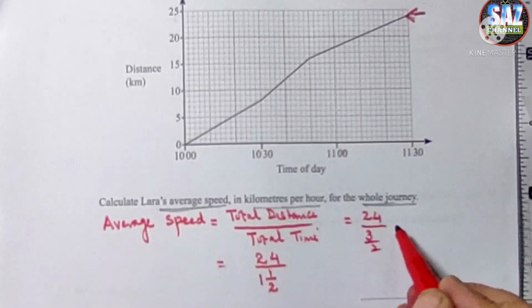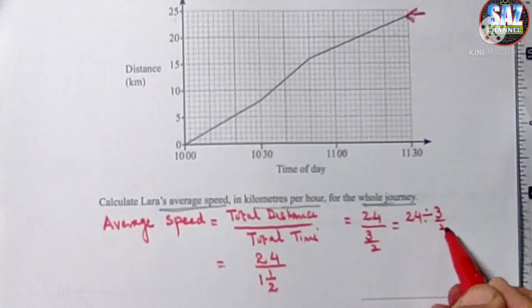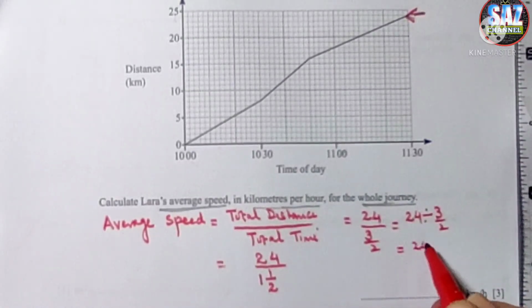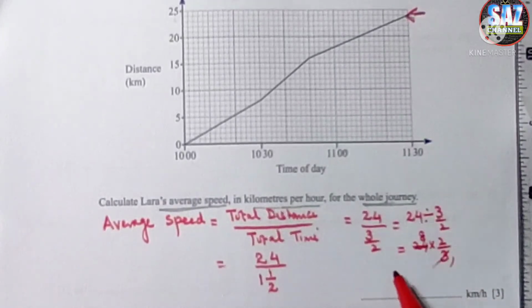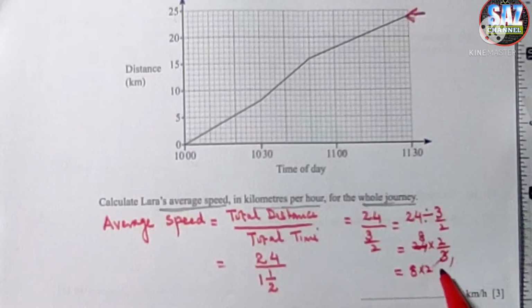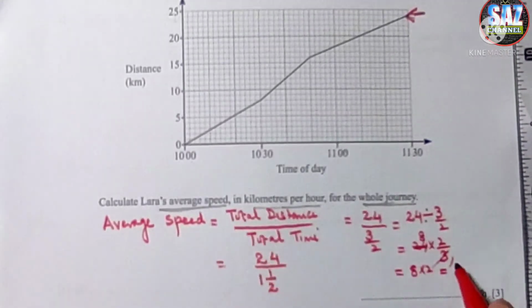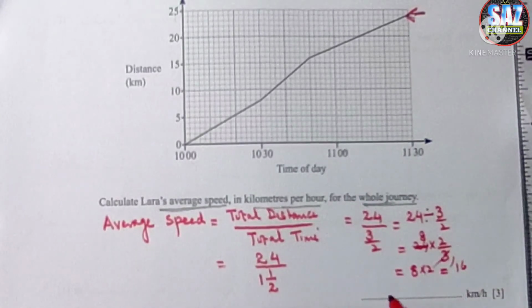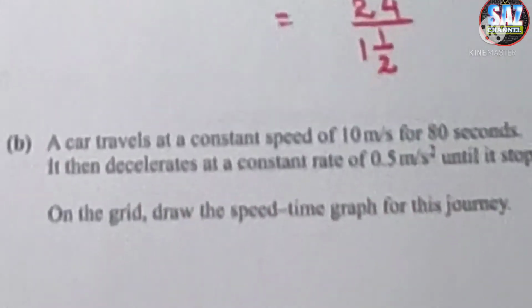3/2. Now look, 24 divided by 3/2, which is equal to 24 multiplied by 2/3. 3 how many times? 3 ones are 3, and 3 eights are 24, and 2 times 8 is 16 kilometers per hour. Okay, yes, 16 kilometers per hour. So average speed for the whole journey is 16 kilometers per hour. Unit is already given in the question. Moving to the next part.